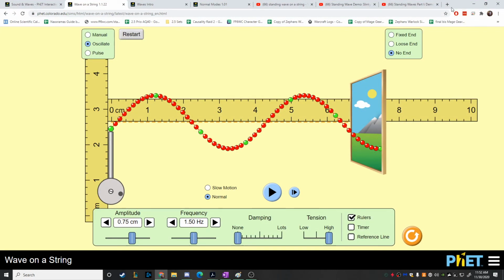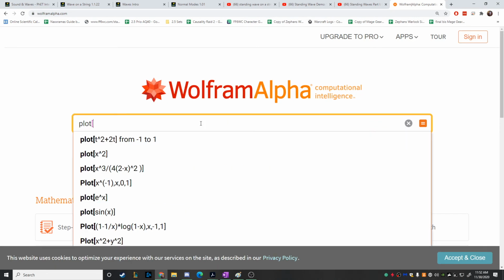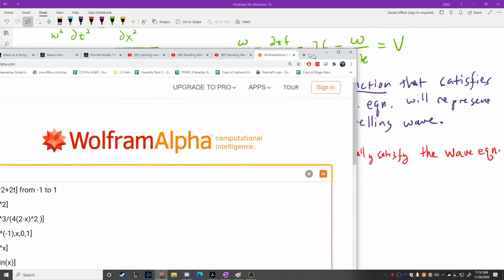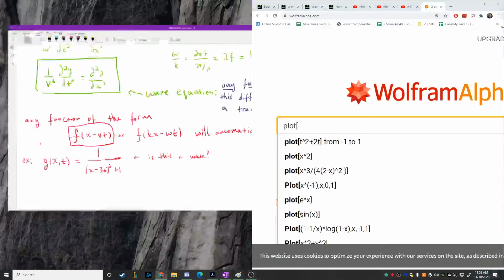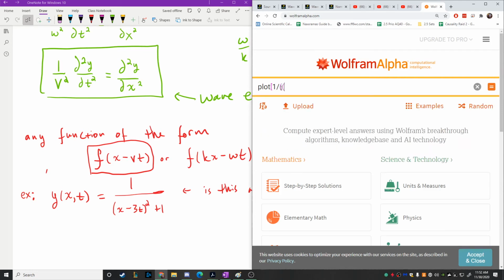Let's use Wolfram Alpha. Okay, we're going to plot the function that I wrote down there. So that's what we want to plot, right? So we're going to plot 1 divided by x minus 3t. So I can't just put t in here. I don't think that's going to work very well. So what I'm going to put in here is t equal to 1. We're going to square that, and then we're going to add 1.